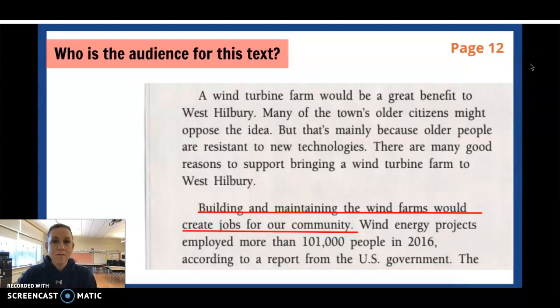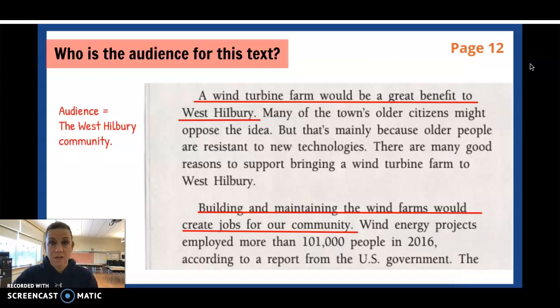All right. Welcome back. If you take a look at page 12, who is the audience for this text? You've got "building and maintaining the wind farms would create jobs for our community." I have that underlined. Oh, and it actually lays it out for you. I'd forgotten I underlined that part. "A wind turbine farm would be a great benefit to West Hillbury." So our audience is the West Hillbury community. If you didn't underline those things or get this, please write that in your margin.